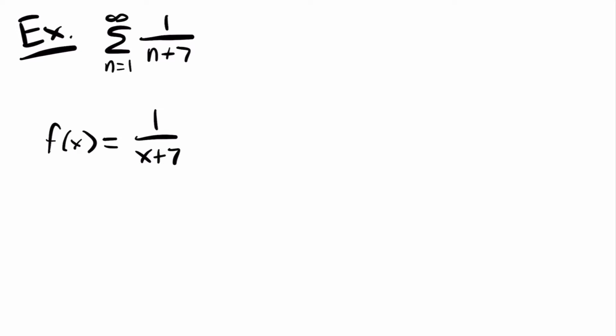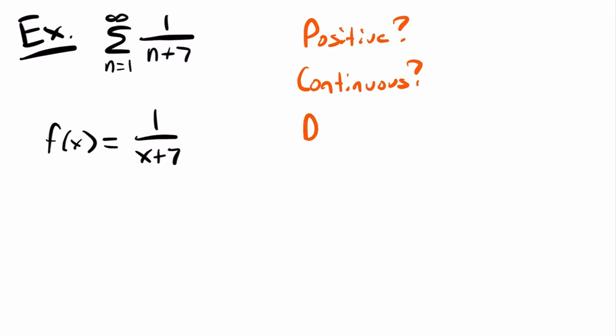But before we can do that, we need to make sure that this function meets 3 requirements. We need to determine if it is positive, if it's continuous, and if it is decreasing. All 3 of these things need to be true for the interval from x equals 1 to positive infinity.